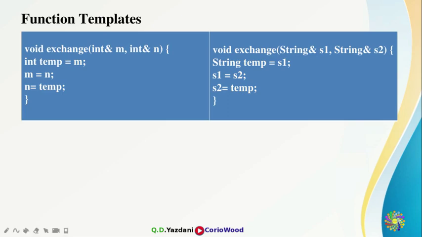Because that's integer, now you are going to see another version of the same function. You put a void exchange with a string s1 and a string s2 as parameters. You do the same method: assign s1 to temp because it's type string, s2 to s1, and finally put temp to s2. So it's like a zigzag, like a Z.